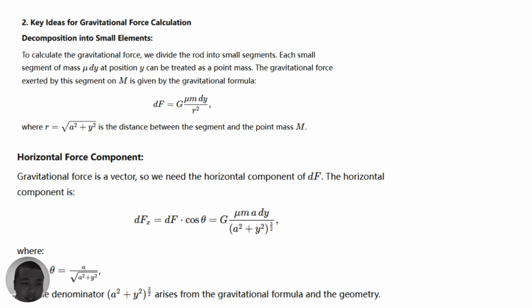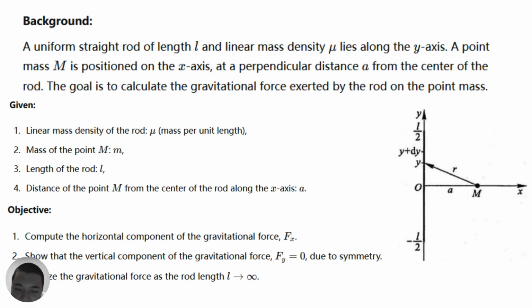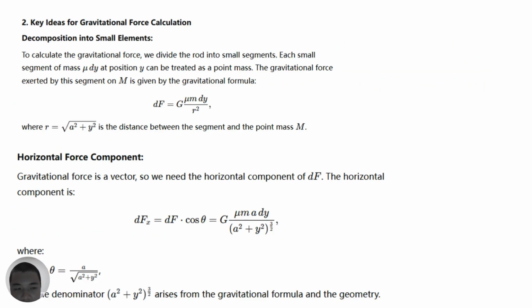Then the horizontal force component. Gravitational force is a vector, so we need the horizontal component of dF. The horizontal component is dFx equals dF times cosine theta, and we can find cosine theta here. It is a over r, and we substitute r with the square root of a squared plus y squared, and then the expression is like this.